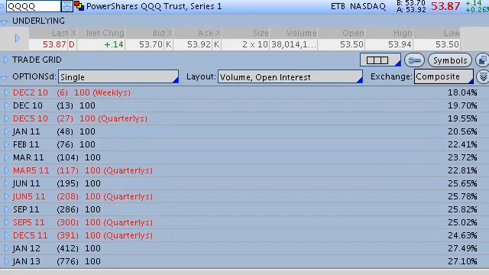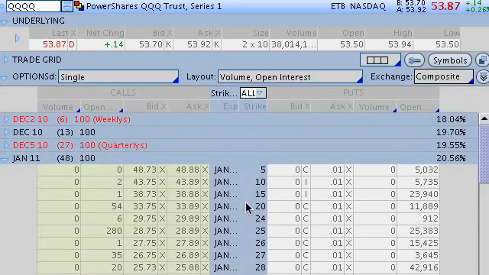In today's video we're going to go over all the different types of orders that you can put in for an option trade. Today we're going to look at just the QQQ, and this is the trading screen that we have up via Thinkorswim, who's our broker. You can see that the QQQ last traded at 53.87 and it was up about 14 cents on the day. Below here are all the different option expiration periods that we can trade on the Q. We're just going to select January for simplicity's sake.